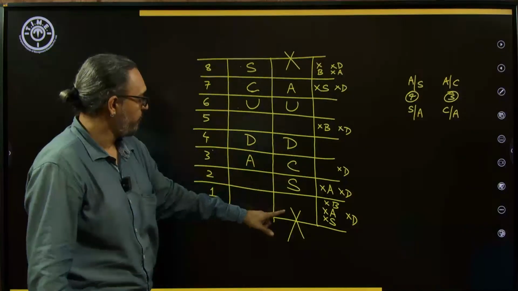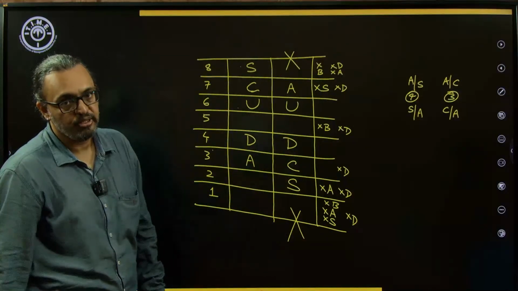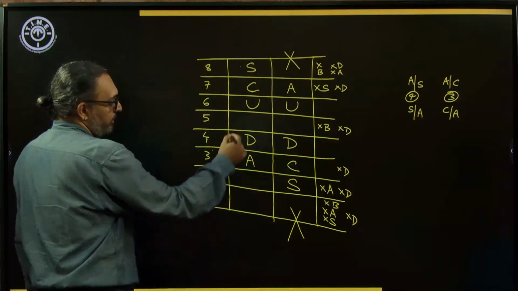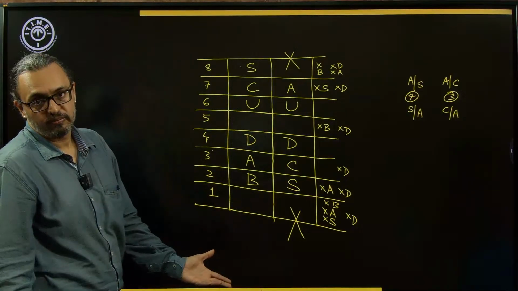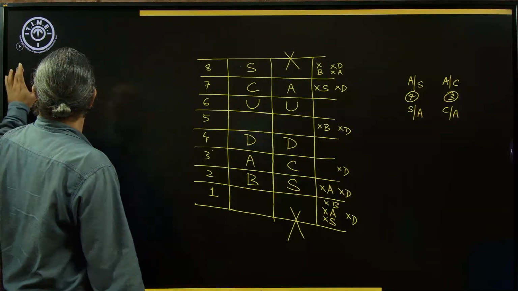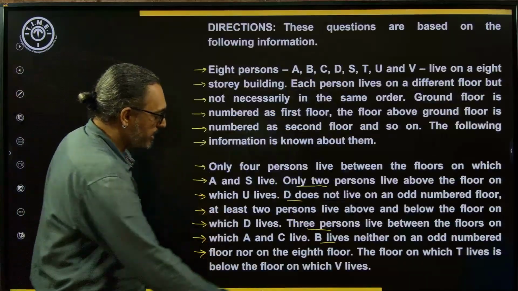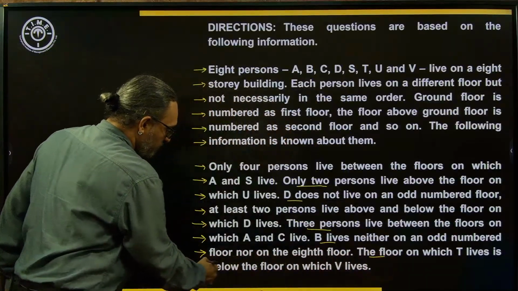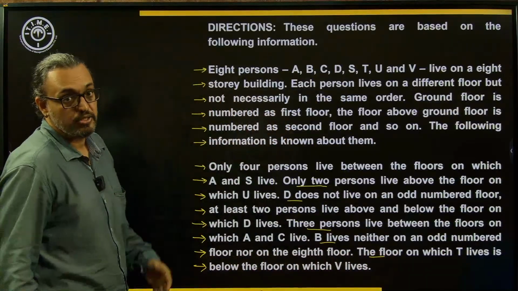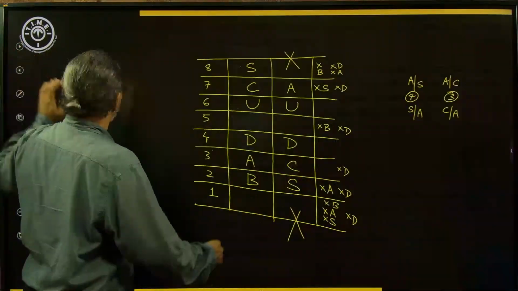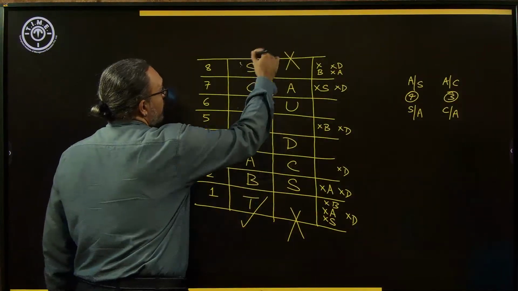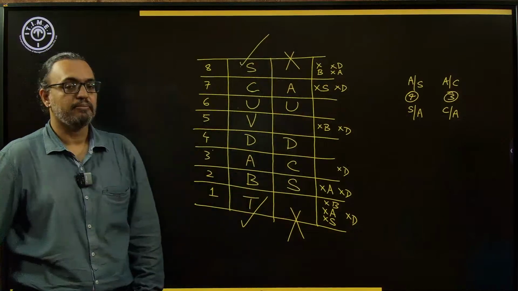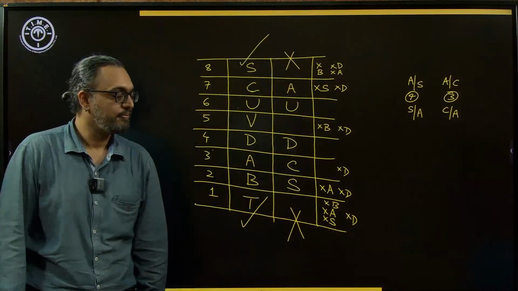Then 5th and 1st are odd numbers. You cannot have B. Then what about here? Now 5th and 1st you cannot have, but B can be available in the 2nd floor. Correct? Then finally he says the floor on which T lives is below the floor on which V lives. So T is below V. And that way we can have our final arrangement. Got it?